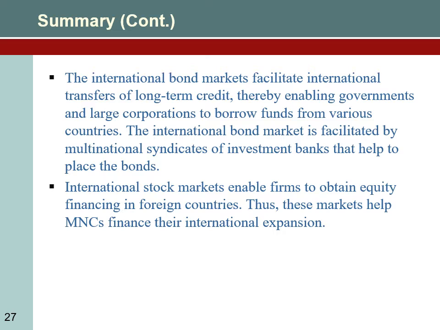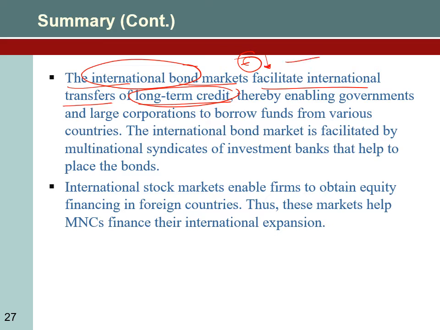The second large summary point is that the international bond market facilitates international transfer of long-term credit. What does it mean? It means we are buying the international bond of a different country. So for example in euro, if something happened to that country, the value of the euro is increased or decreased, or there is the risk to the international bond, that is exchange rate risk, the liquidity risk, and the credit risk going to be increased or decreased.